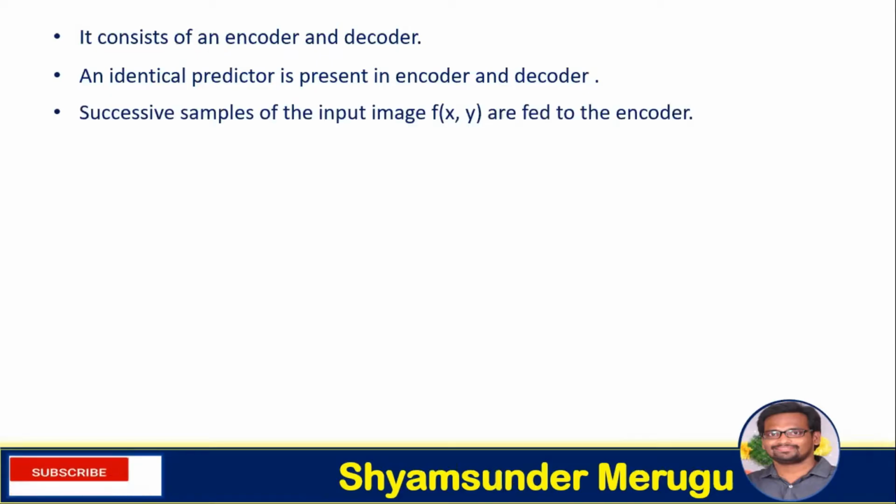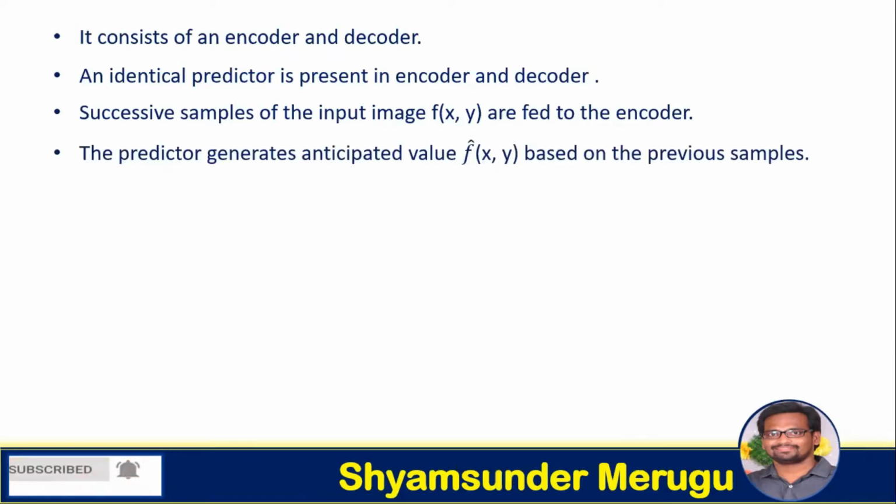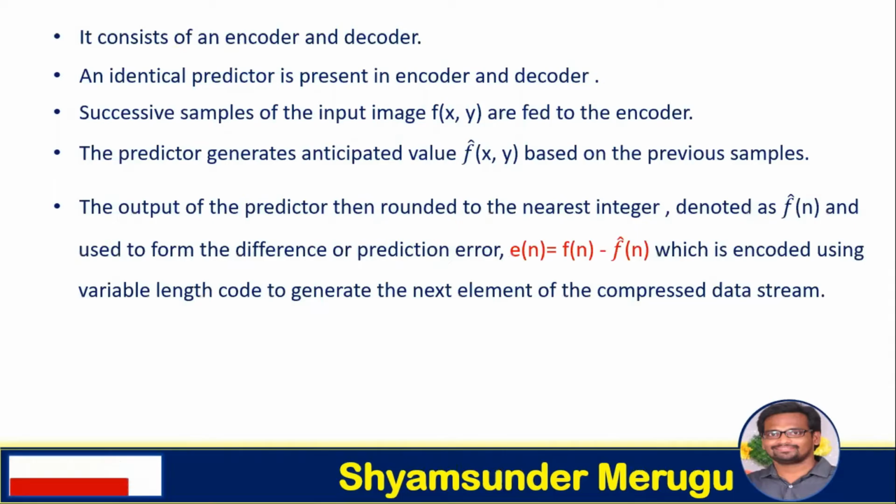Successive samples of the input image f of x comma y are fed to the encoder. The predictor generates anticipated value f cap of x comma y based on the previous samples. The output of the predictor is then rounded to the nearest integer, denoted as f cap of n, and used to form the difference or prediction error e of n equals f of n minus f cap of n.